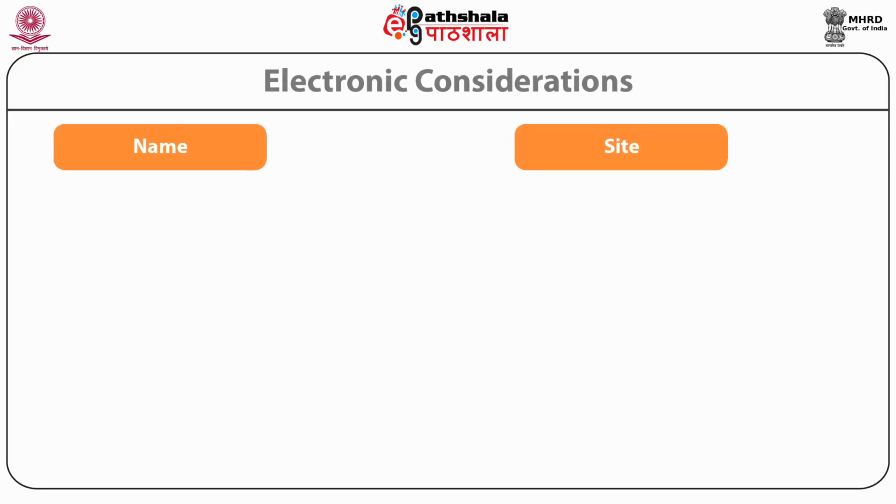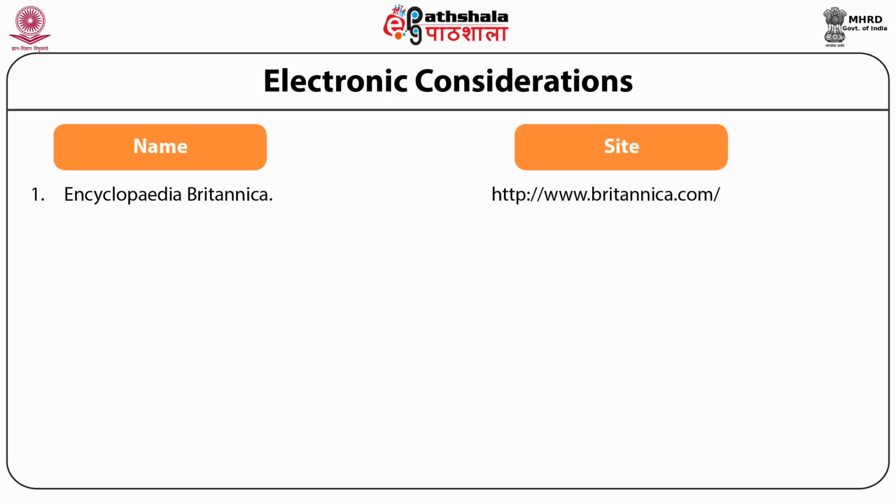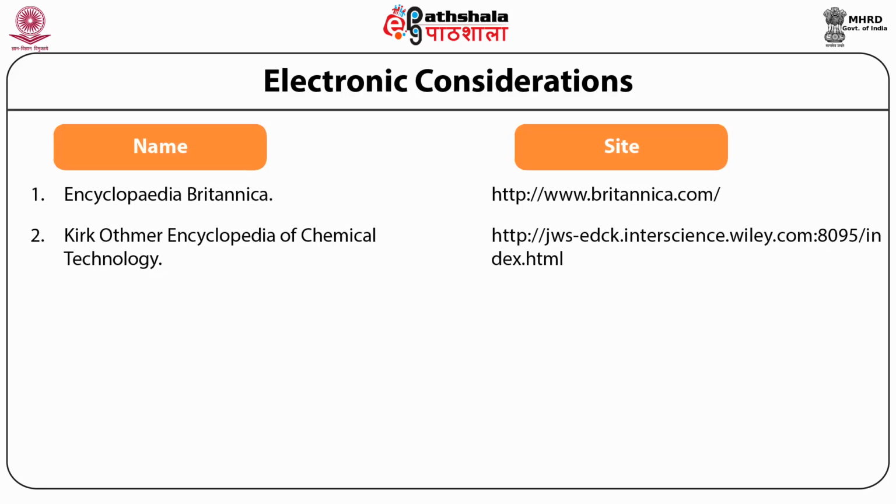So the electronic consideration is one of the chief factors when we consider encyclopedias in libraries. With regard to the electronic considerations, some encyclopedias available in CD-ROM or DVD format are Encyclopedia Britannica, available from the site http www.britannica.com. There is the Kirk-Othmer Encyclopedia of Chemical Technology from the site http jwsedck.interscience.wiley.com.